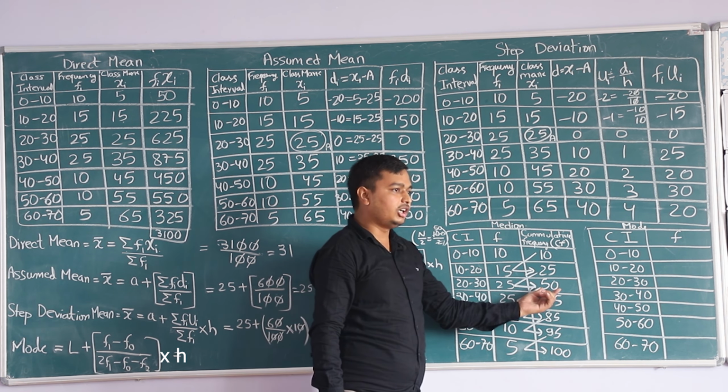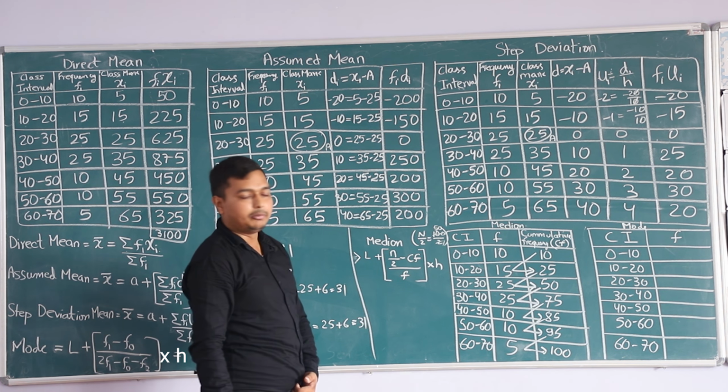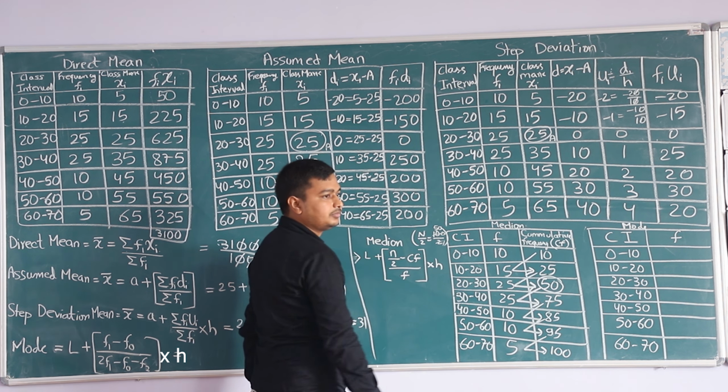Cumulative frequency here, correct or not? Now beside, this 50. Up here to here, everyone? Everyone is clear with that? Cumulative frequency I got here, 50. Now what I will do, I will make a circle here.